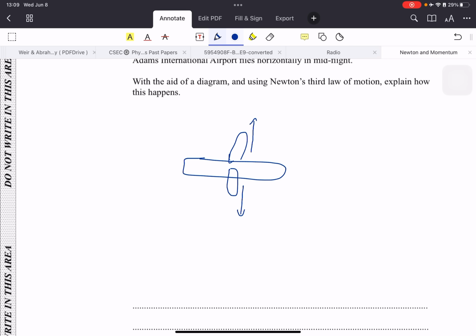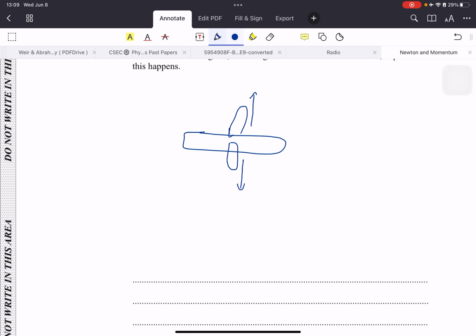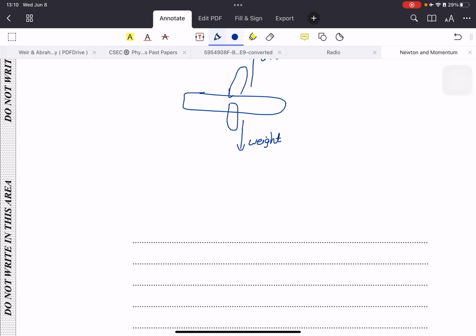All right, so this is the weight here for your labeling, and we call this the lift. That is the equal and opposite force. Okay, and here you just need to explain Newton's third law, right? Body A exerts a force on body B, you know it.